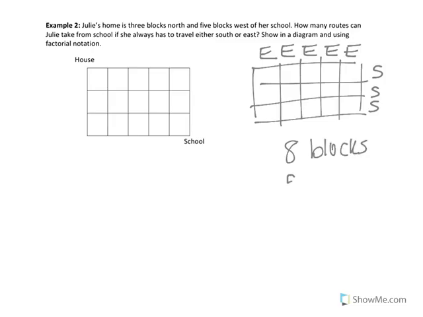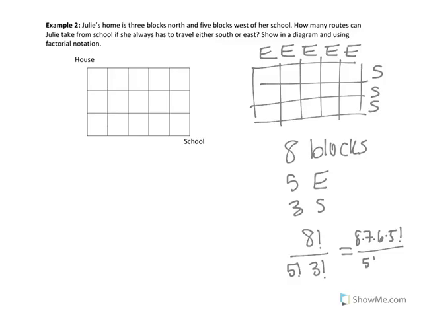5 east, 3 south. So if I did 8 factorial divided by 5 factorial, 3 factorial, type this all into your calculator or simplify, you would get 8 times 7 times 6 times 5 factorial. The 5's cancel, and we have 3 times 2 times 1, which is 6, so there are 56 ways. So that is how you can deal with the blocks. Another way you can deal with it is by charting it out. So she's only allowed to go east or south.